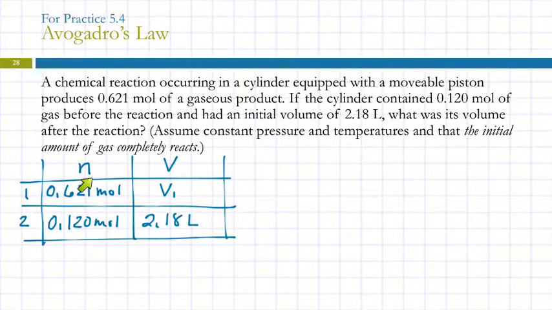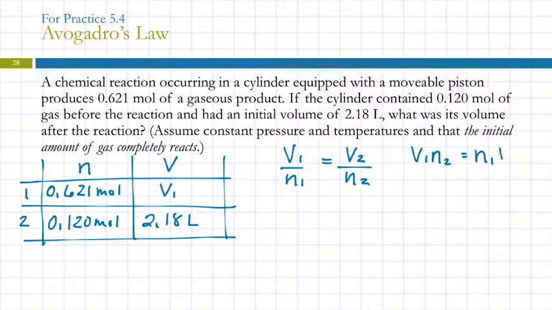So we need an equation that has N's and V's in it, and so that's going to be, I always forget which is on the bottom. I think N's on the bottom? Okay. V1 over N1 equals V2 over N2. So here's another equation with fractions in it. So cross multiply to get rid of the fractions. V1 N2 equals N1 V2. Again, being careful of the 1s and the 2s.